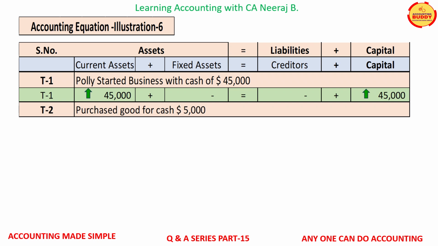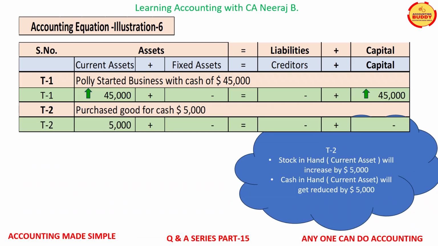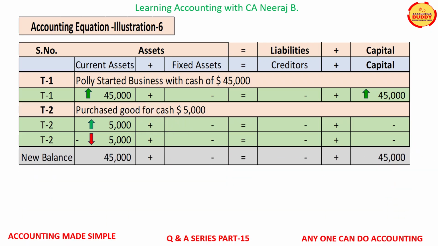Polly purchased goods worth $5,000 on cash. The two accounts which are getting affected by this transaction are the stock and the cash, and both are asset accounts. Stock, which is an asset, will increase by $5,000, and since the transaction is settled by cash, cash, which is again an asset, will be reduced by $5,000. The new accounting equation post T2 transaction will have $45,000 as assets and 45,000 as capital.